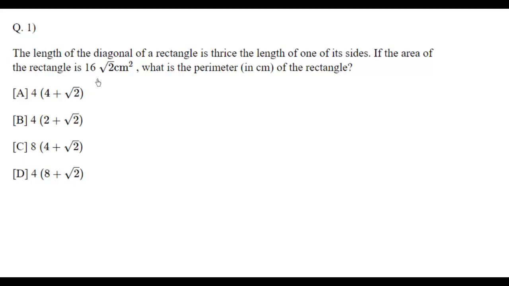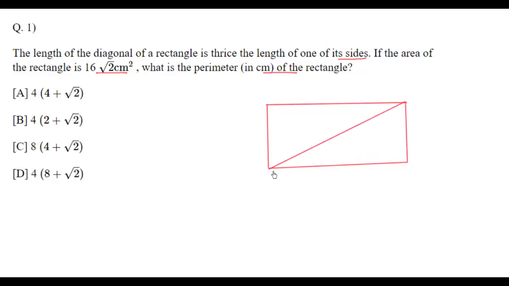Take the first question. Here it says that the length of the diagonal of a rectangle is thrice the length of one of its sides, and if the area is given to us, we need to find the perimeter of the rectangle, right? This is a very easy question. Let's draw the rectangle. I'm drawing just for reference so that you can understand the approach which we are following, right? Say this is the length A and this is the width B.